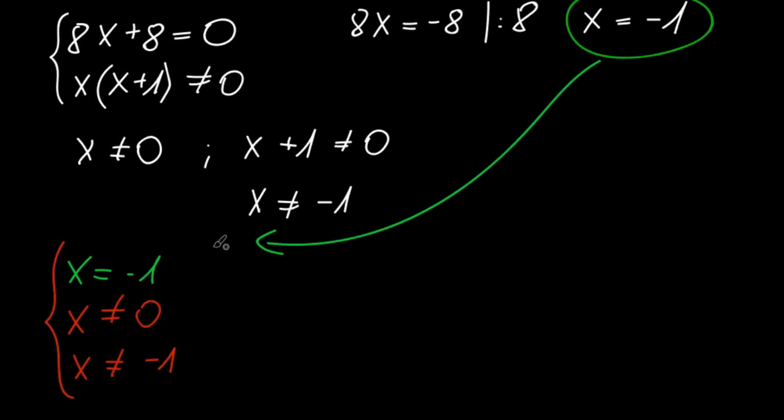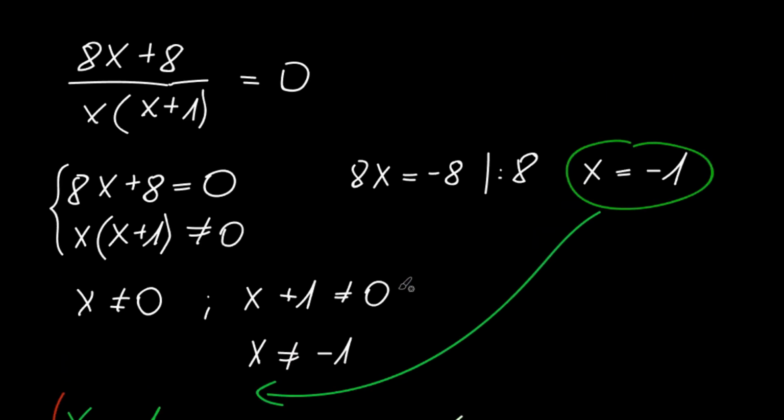Okay? So there is a contradiction here. We say that our equation will be 0 if x is minus 1, but we also say that if x is minus 1, our denominator is equal to 0, and it can't be, because we can't divide by 0. So what that means is that our equation has no solutions. This equation has no real solutions.